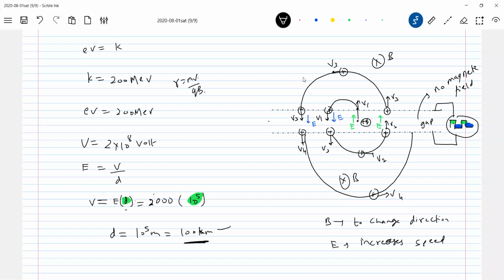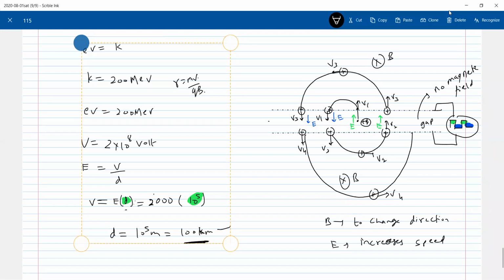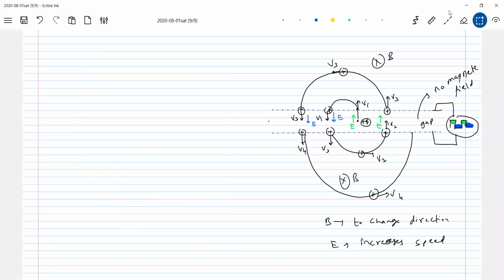Where the charge particle speed will increase is in the gap. So the speed of the charge particle increases in the gap. And in the magnetic field region, it's going to describe a uniform speed motion. And in the gap, it's going to get accelerated.